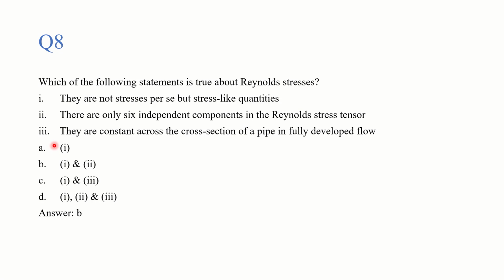Which of the following statements is true about Reynolds stresses? They are not stresses per se, but stress-like quantities. There are only 6 independent components in the Reynolds stress tensor. They are constant across the cross-section of a pipe in a fully developed flow. So the options given are either only the first statement is right, or 1 and 2 are right, or 1 and 3 are right. Option D is 1, 2 and 3 are right.